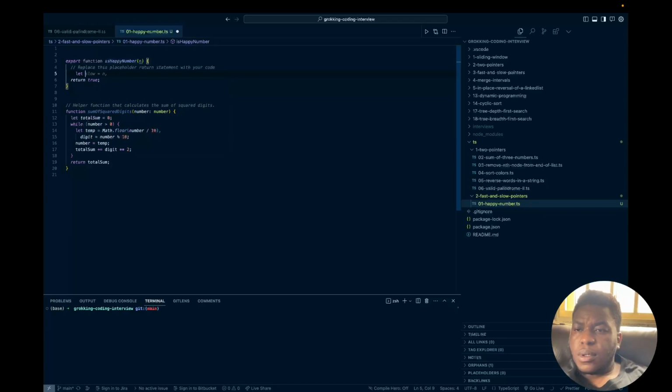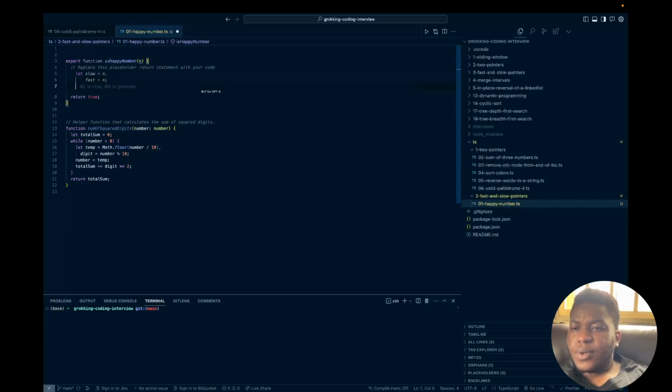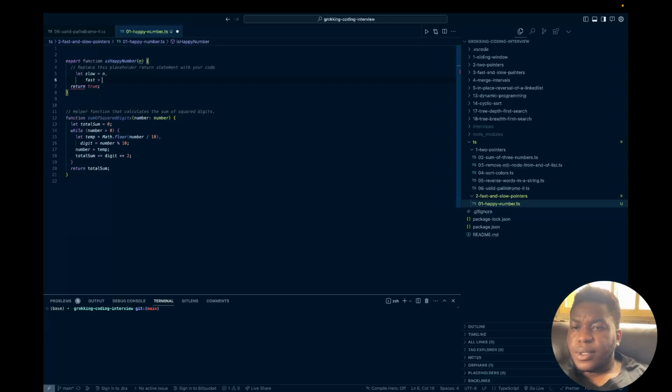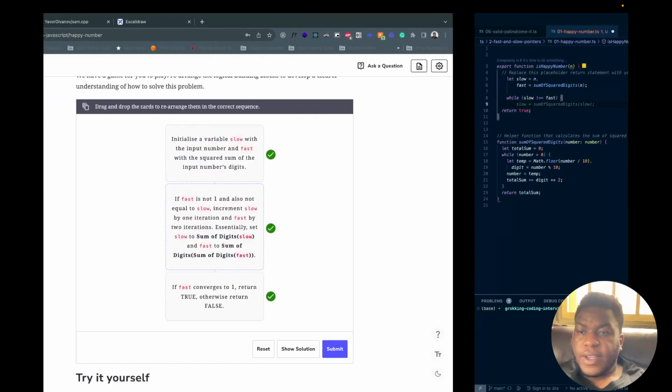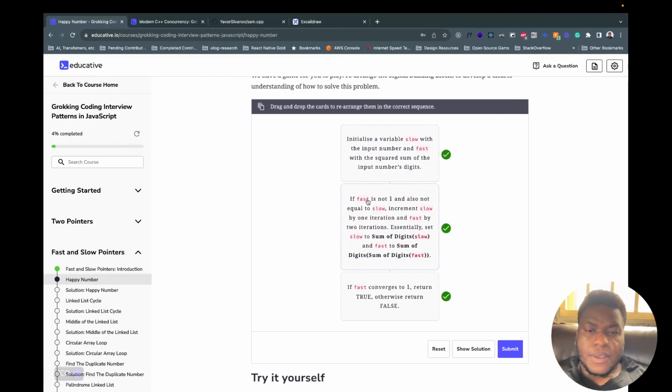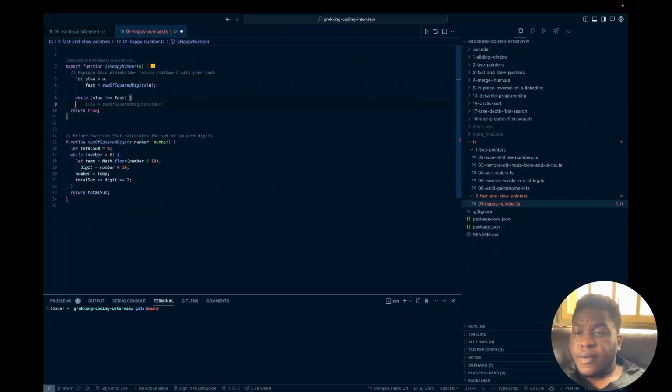Okay. Oh wow. Copilot knows what's up. Actually, no. Copilot has no clue what's going on. While slow is not equal to fast. Let's see. If fast is not 1 and also not equal to slow, increment slow by 1 iteration and fast by 2 iterations. Okay, I think Copilot is gonna walk me through it, but let's find out.